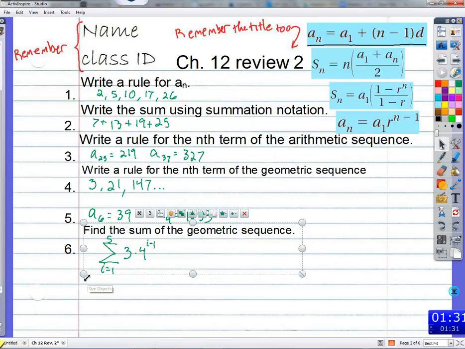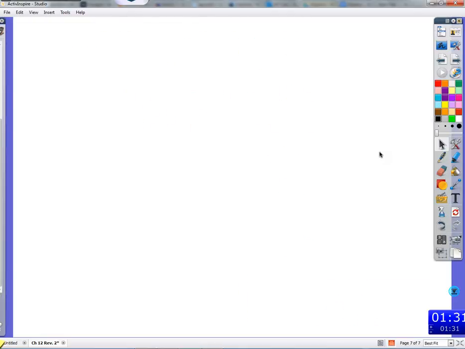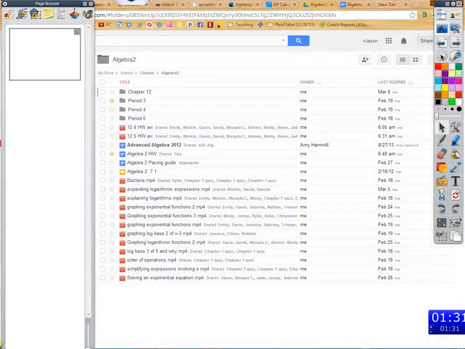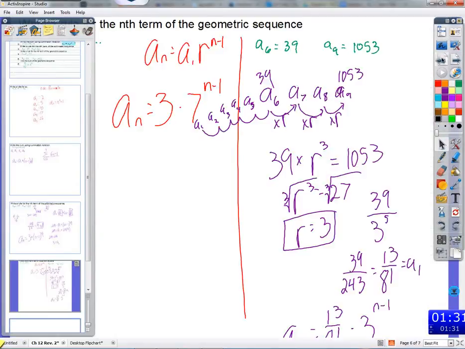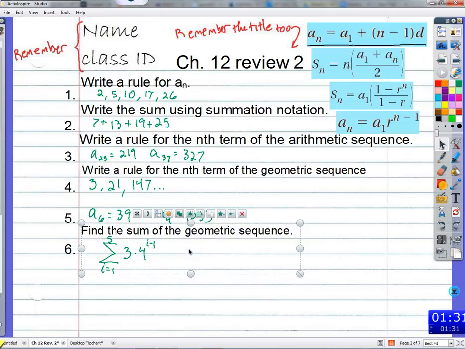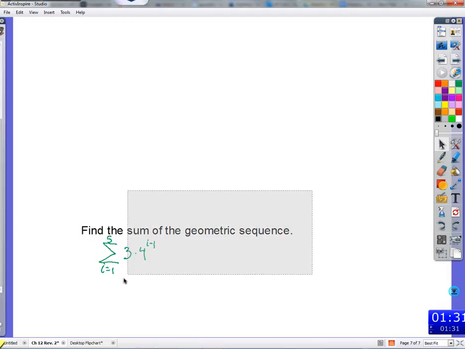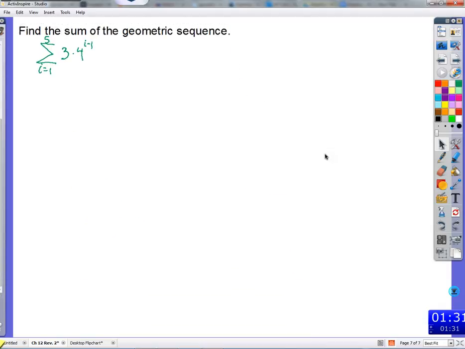Last one. Find the sum of the geometric sequence.